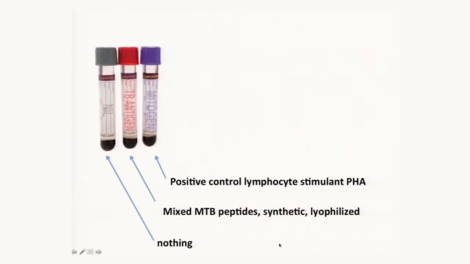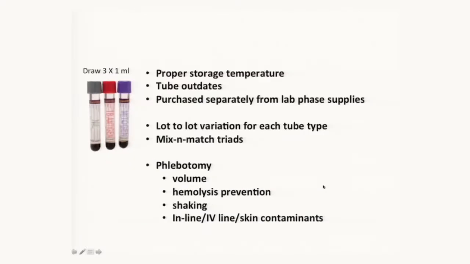And then the third tube is a positive control substance. It's a mitogen or a stimulant that stimulates interferon-gamma release non-specifically from all lymphocytes. And we'll come back to this. It's a protein called PHA. So that's the high-tech tube triad.